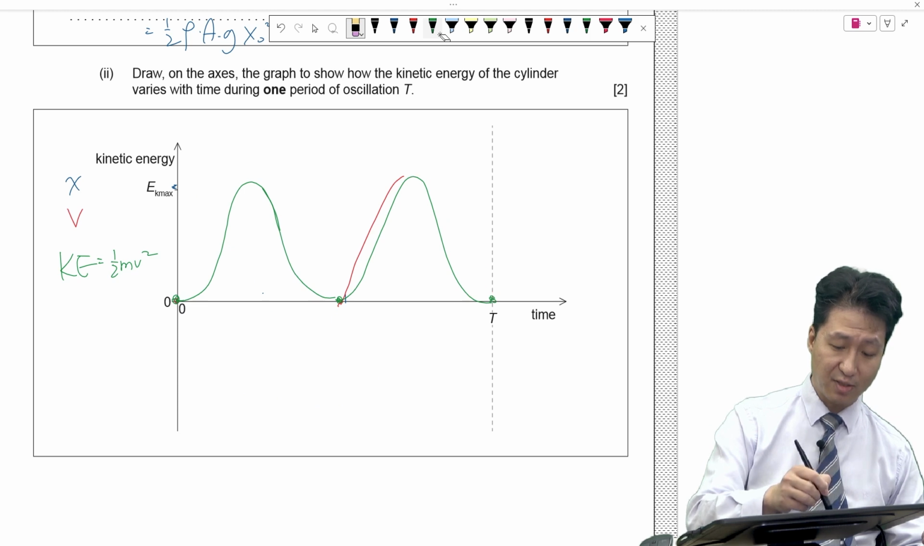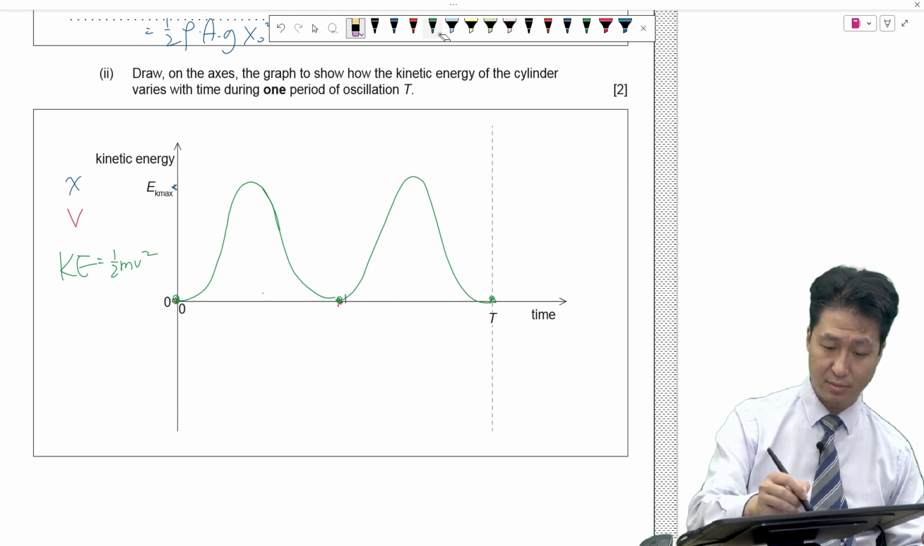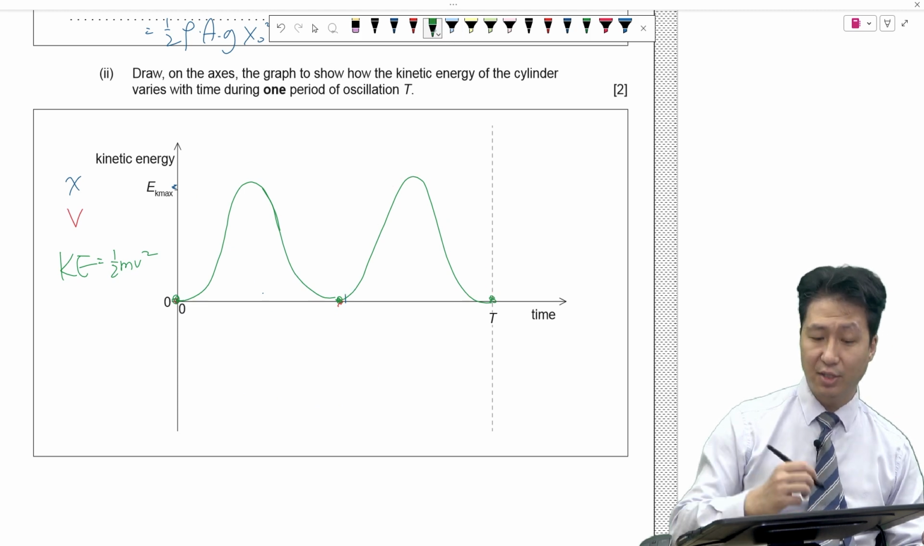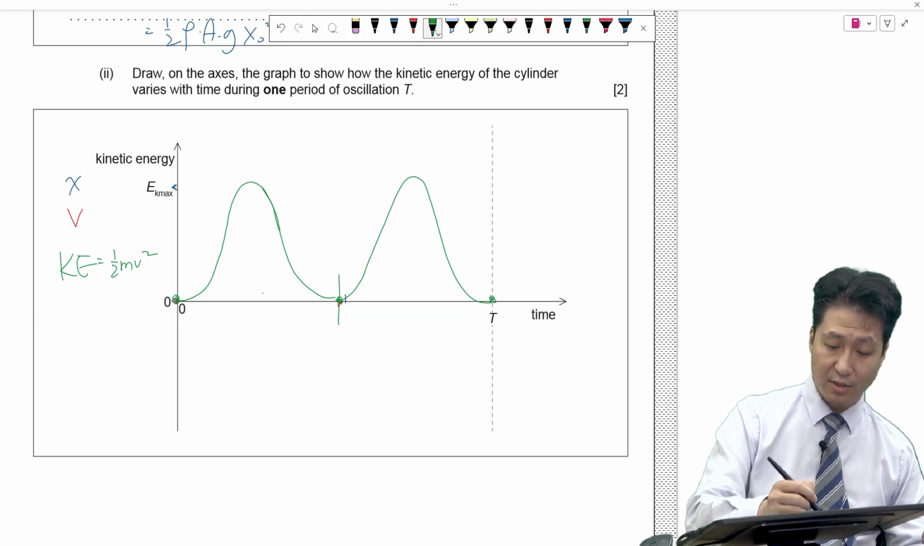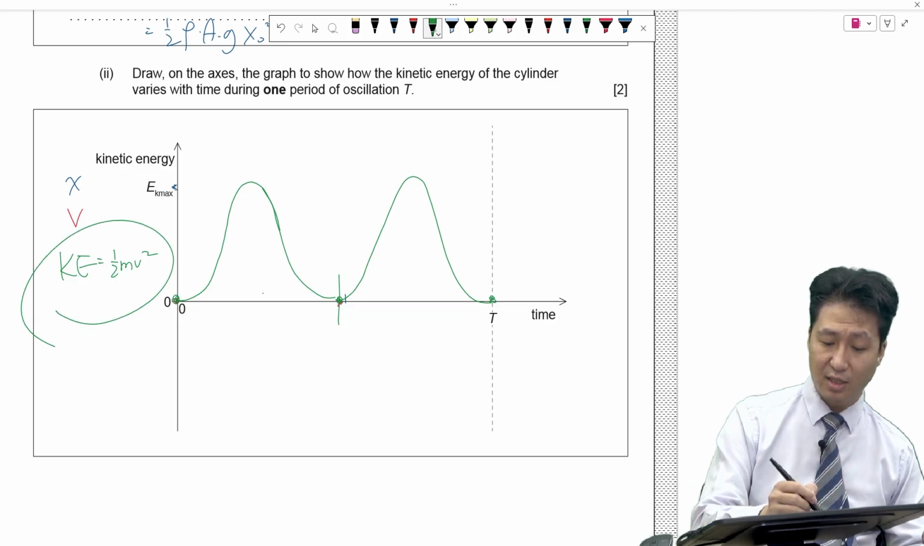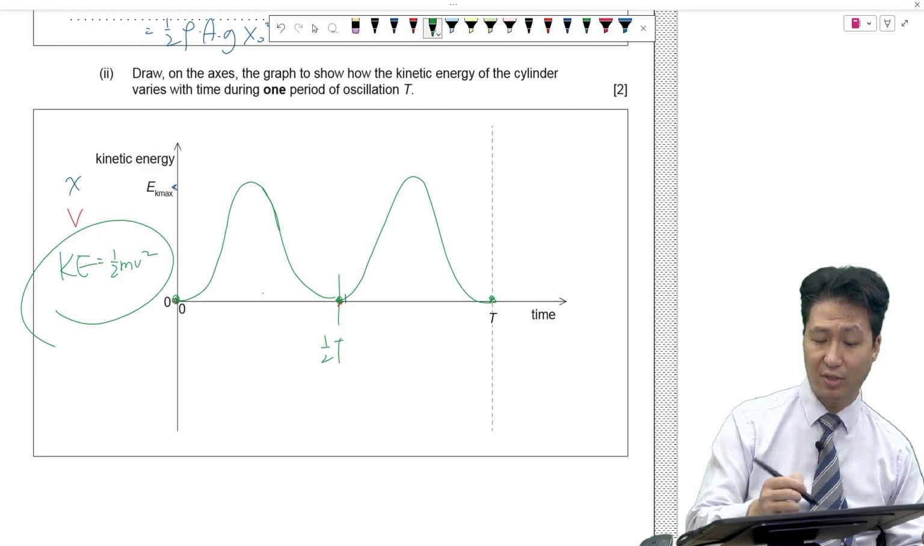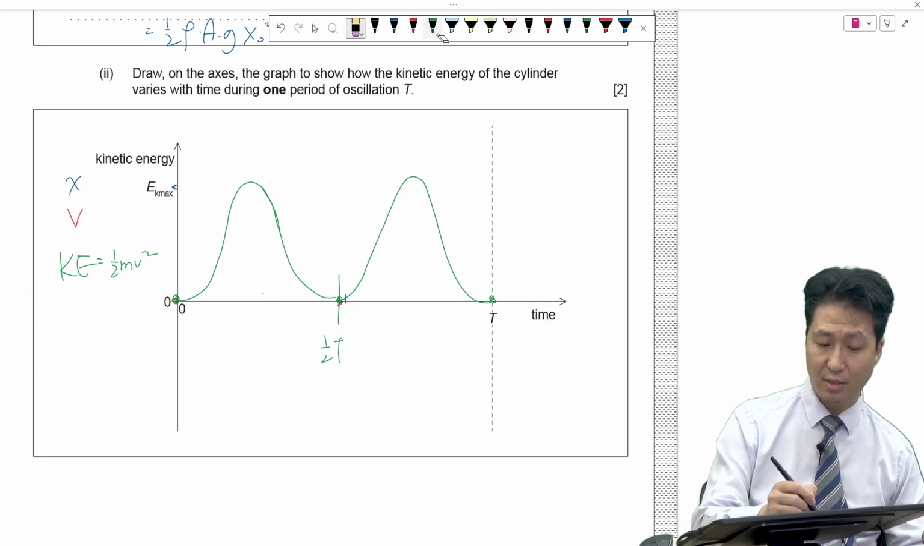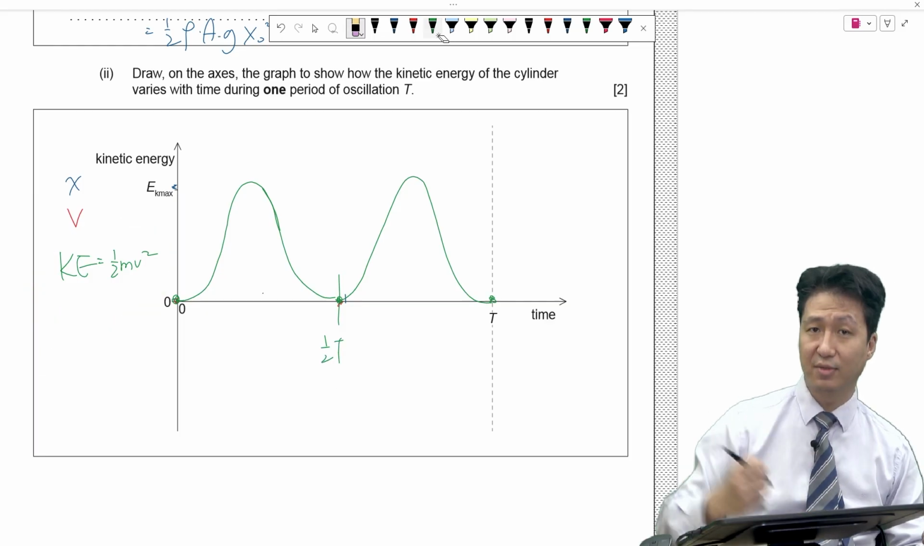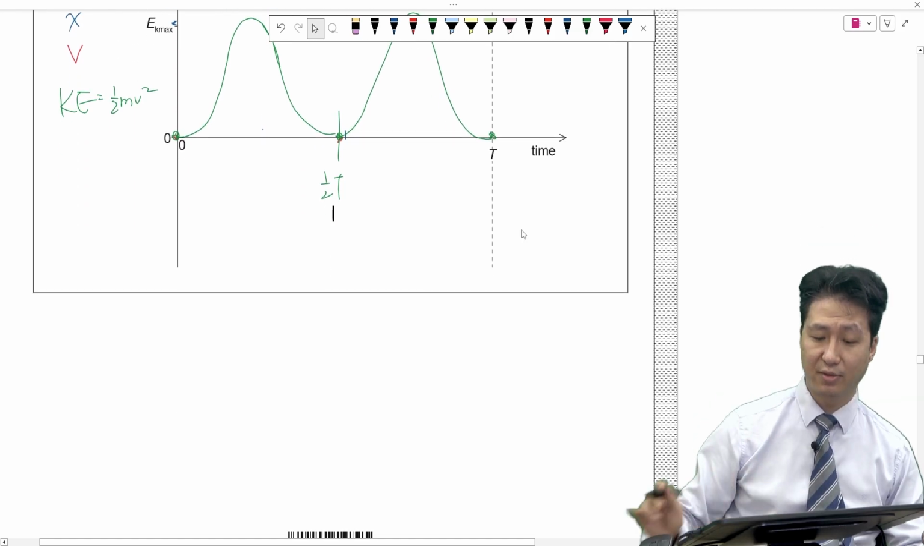I will erase the graphs for displacement and velocity. And you're left with this. Here, you can see that for kinetic energy, it only has 1/2 the period. And there's no negative side. The kinetic energy is always positive.